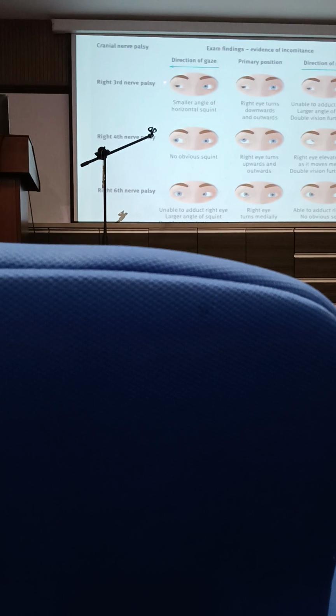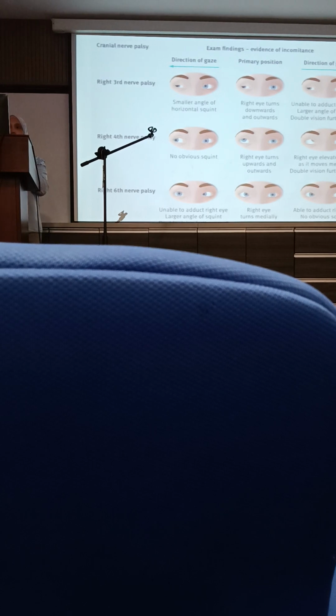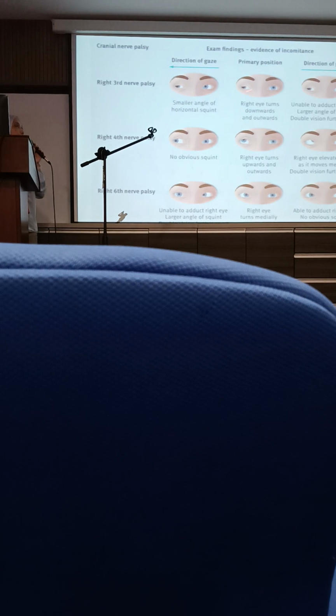For example, if the problem is on the right side, we take a one-sided abnormality as an example. Third nerve palsy: determine the primary position first, because we inspect first, right? So you see the patient looking straight at you, that's the primary position. In third nerve palsy, the eye will be down and out. You see, down and out. Because why?